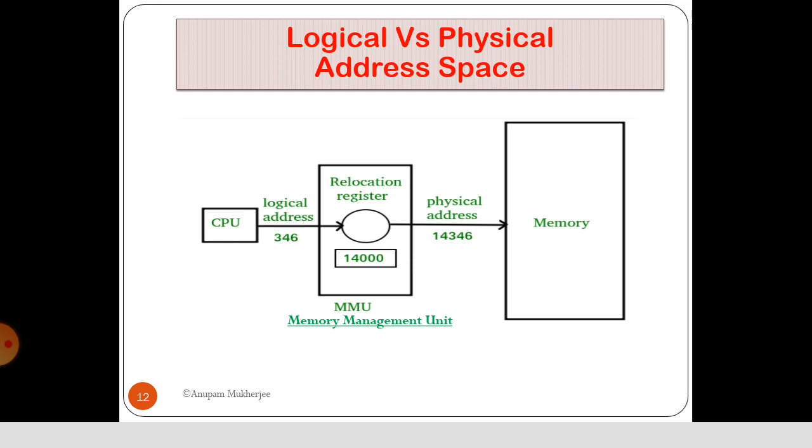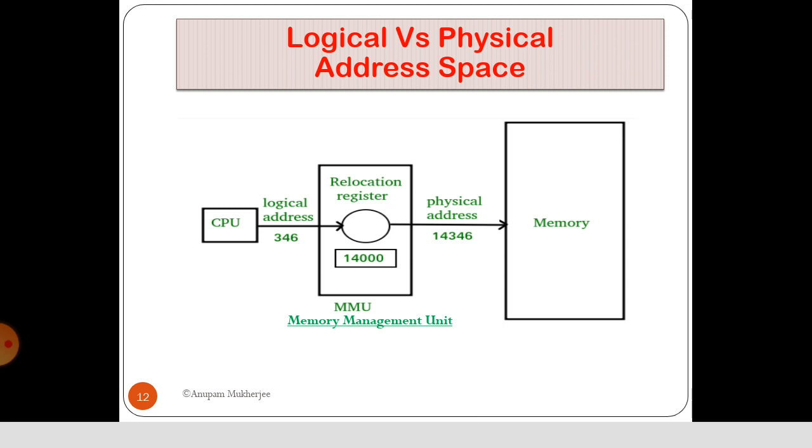So look at that diagram. The CPU generated address is the logical address. For example, the logical address is 346. It first reaches the MMU, the memory management unit. It basically holds the base address, or the relocation address. Base address means the free memory starting address where we allocate the job.